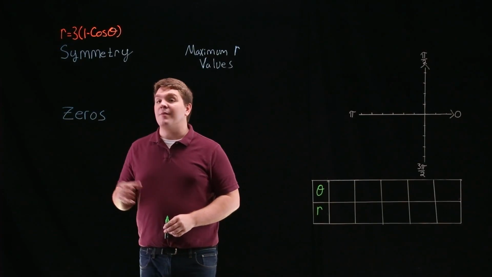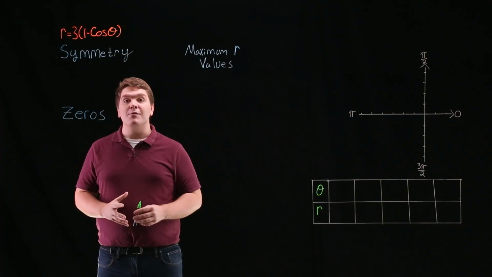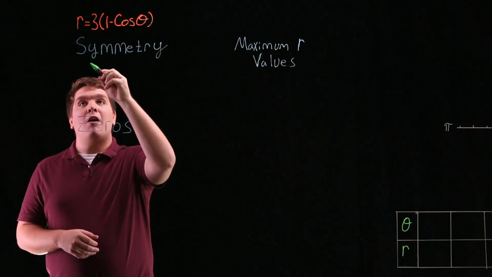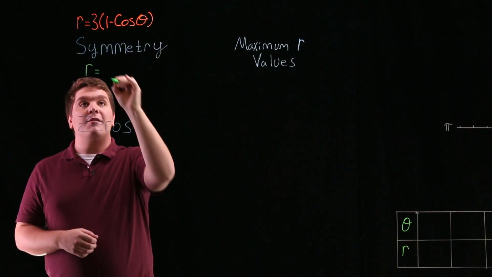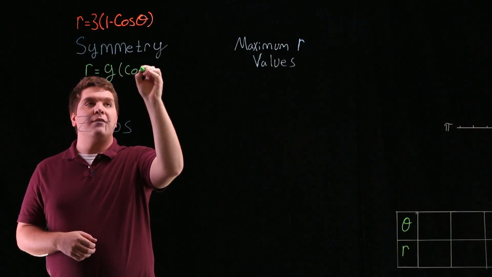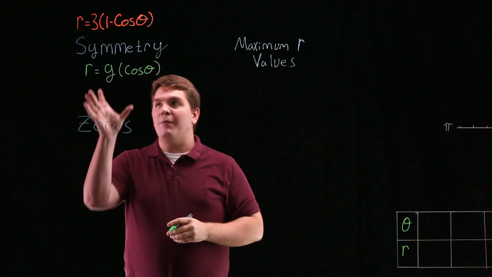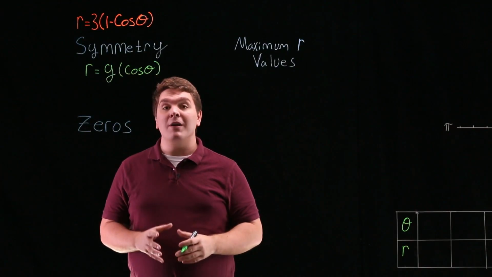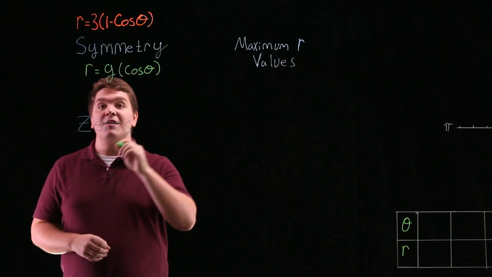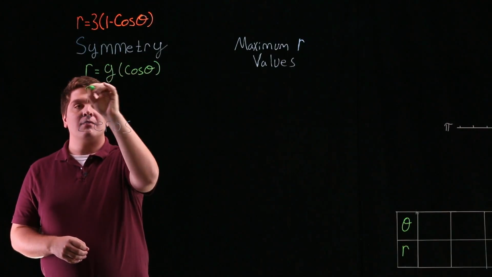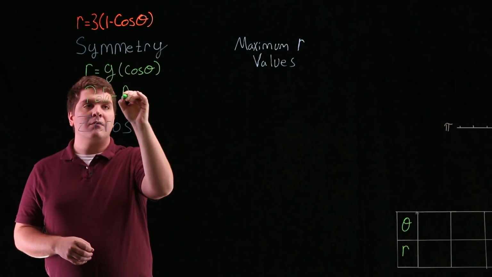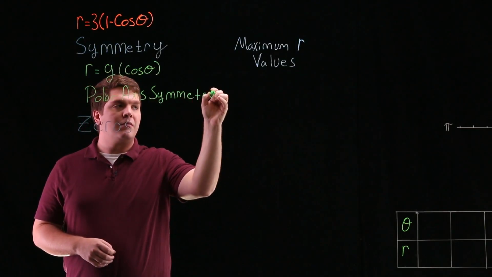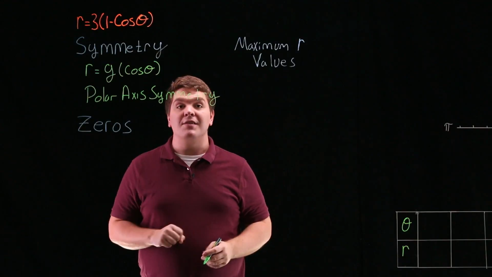So let's start by discussing the symmetry of r equals 3 times 1 minus cosine of theta. Looking at our function r, we see that r is a function of cosine of theta. So we can write r as g of cosine of theta. What this tells us by our quick test for symmetry is that r is symmetric with respect to the polar axis. So we have polar axis symmetry.